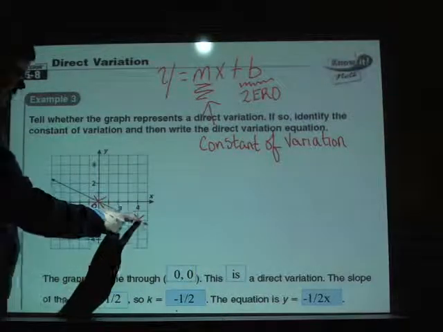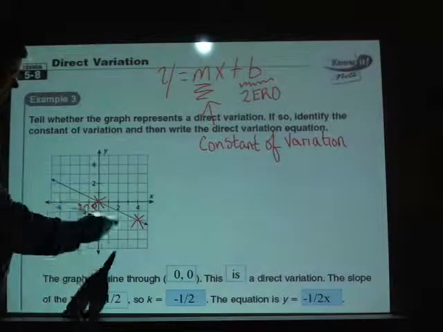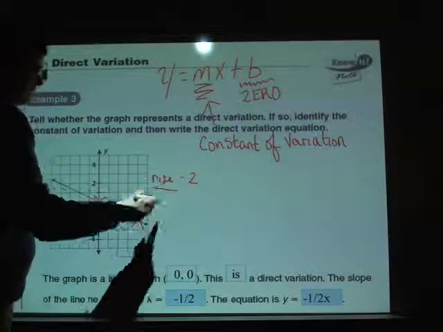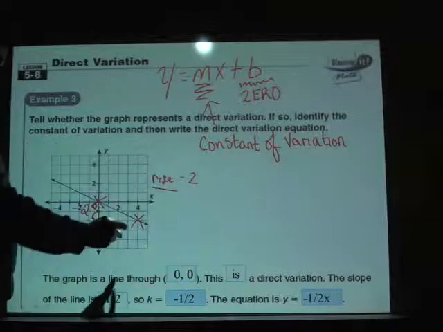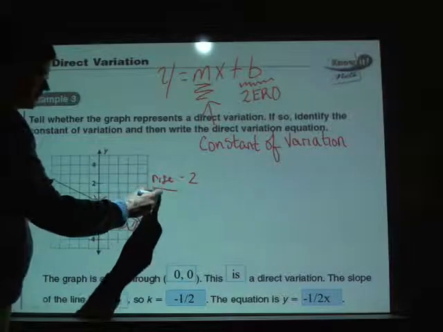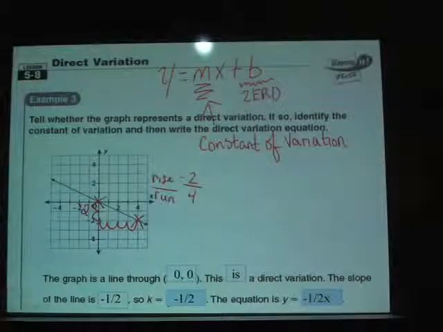Well, to go from this point to this point, I'm making 2 jumps down. So the rise is -2. The run is how much I'm moving to the right. So here I'm making 1, 2, 3, 4 jumps to the right. So my run is 4. All right, so that makes my slope -2 over 4, or we can reduce that down to -1/2.